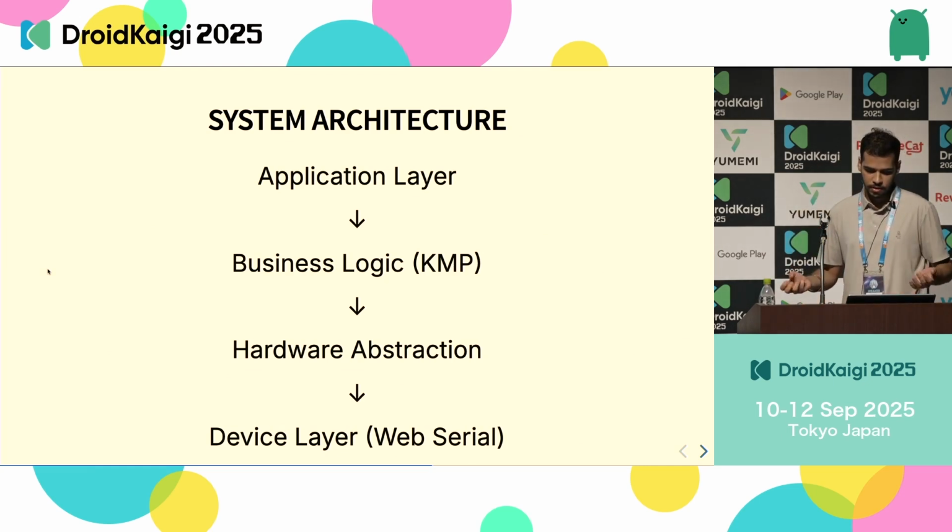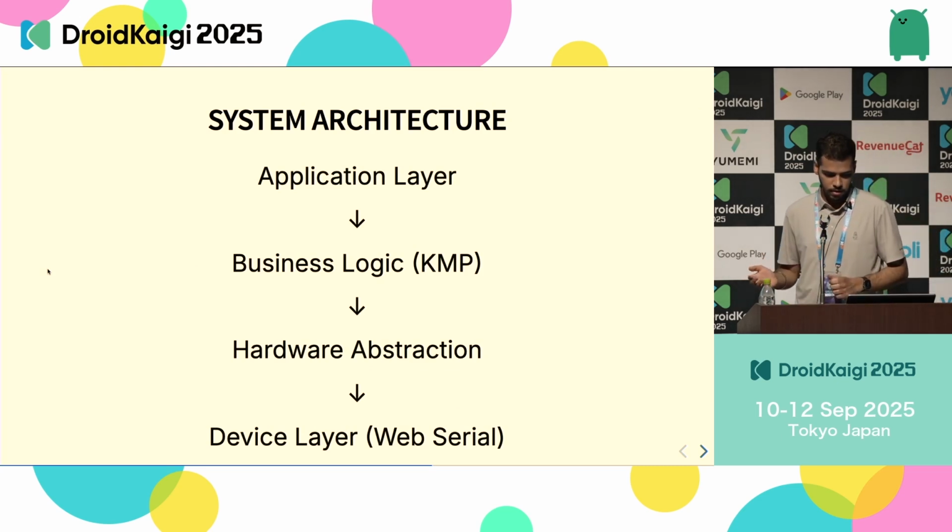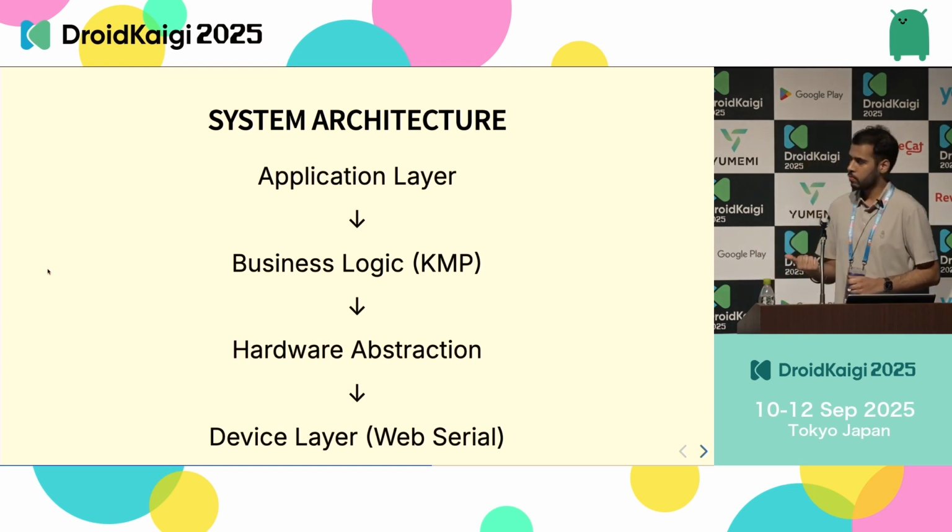Next, the hardware abstraction. This is used for isolating the platform-specific implementations, because the business logic doesn't care if you're talking to a USB or a Bluetooth device. It just cares about the abstraction. So the abstraction is very good to handle it. And last, we have the device layer. What this means is the actual hardware communication.